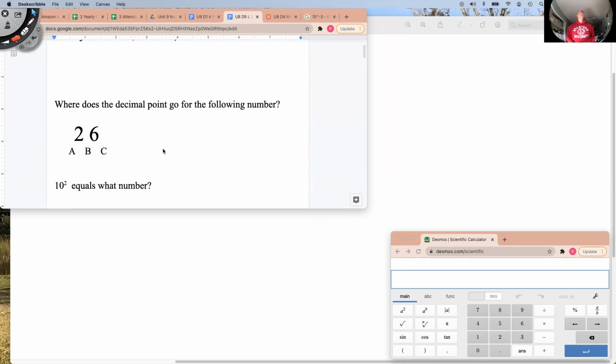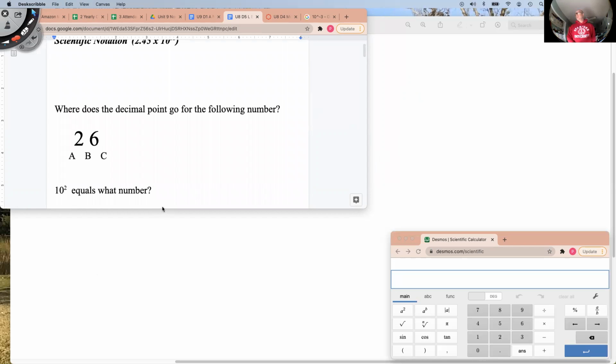So let's take a look. 10 to the 2, ladies and gentlemen, equals what number? 10 squared equals what number? That's right. 10 squared equals the number 100. Now, there's lots of ways to do this, but this little 2 means take the number 2 times. So it's going to be 10 times 10 equals 100. If there was a little 3 there, then it would be 1,000.